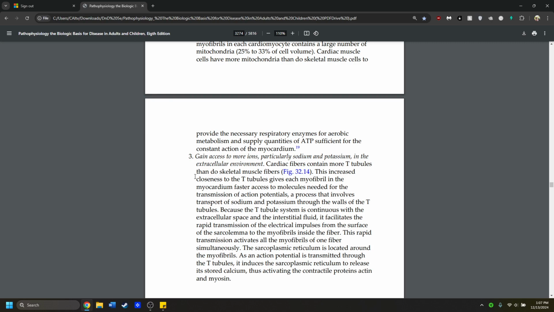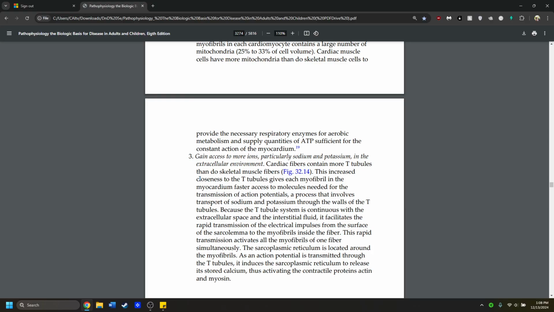Cardiac fibers contain more T-tubules than skeletal muscle fibers. This increased closeness to the T-tubules gives each myofibril in the myocardium faster access to molecules needed for the transmission of action potential, a process that involves transport of sodium and potassium through the walls of the T-tubules. Because the T-tubule system is continuous with the extracellular space and the interstitial fluid, it facilitates the rapid transmission of the electrical impulses from the surface of the sarcolemma to the myofibrils inside the fiber.